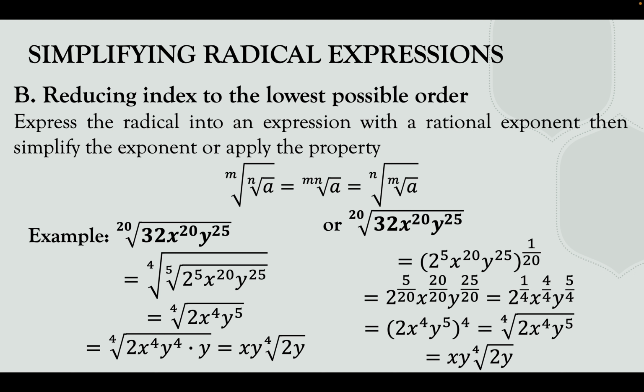And then we can simplify. The fourth root of x raised to 4 is x, and the fourth root of y raised to 4 is y. So the remaining values here are xy, fourth root of 2y. So we have the same answer. So it's up to you what you will use, reducing the index to the lowest possible order, or changing it into rational exponent.